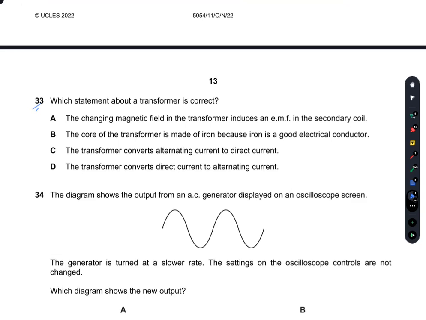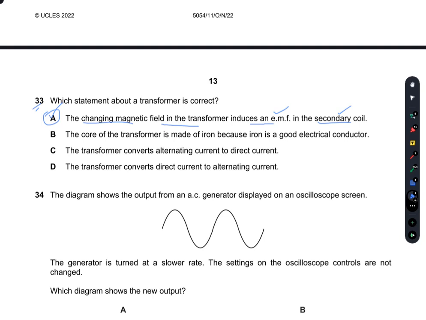Now, question number 33, which statement about a transformer is correct? That the changing magnetic field in the transformer induces an EMF in the secondary coil. Yes, this is in accordance with the principle of electromagnetic induction. A makes sense. Yes, that's the reason why an EMF is induced in the secondary coil, and responsible behind that is the changing magnetic field.